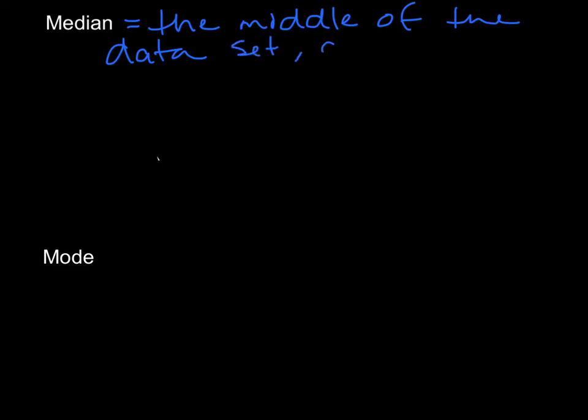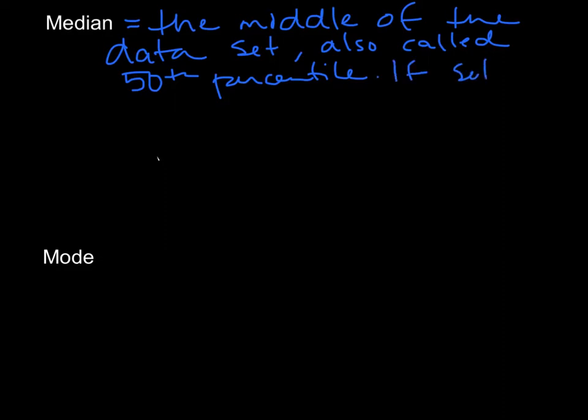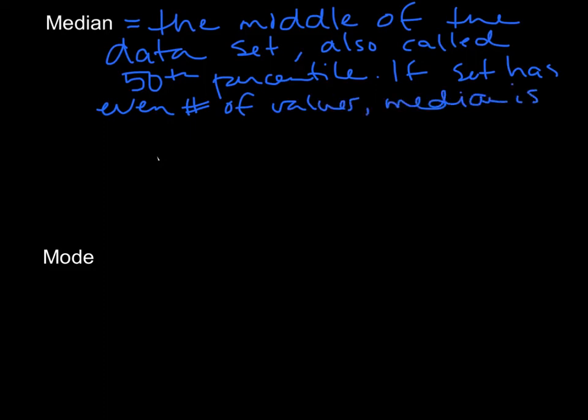This is also called the 50th percentile, so that's really the middle. If the data set has an even number of values, the median is the average of the middle two values.